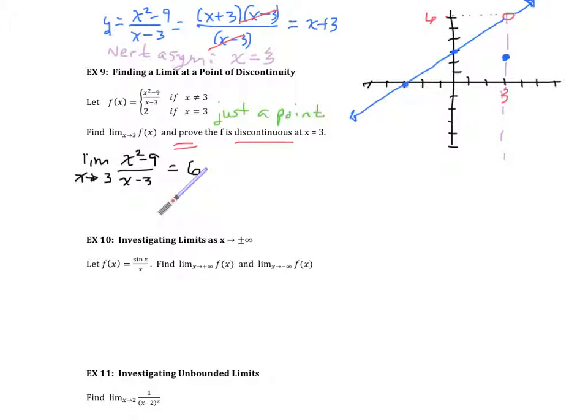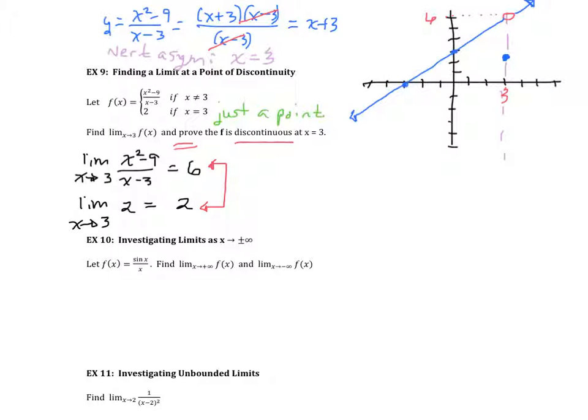But we're trying to prove that there's a point of discontinuity. So I'm going to now take the limit of this other piece separately. So let's find the limit as x approaches 3 of 2. Isn't this the limit of a constant? What's the limit of a constant? The constant itself. So isn't that limit 2? So we've just proven that there is a point of discontinuity right here by taking the limits of the separate elements, if you will, and see that they're different. Since they're different, there must be a point of discontinuity.